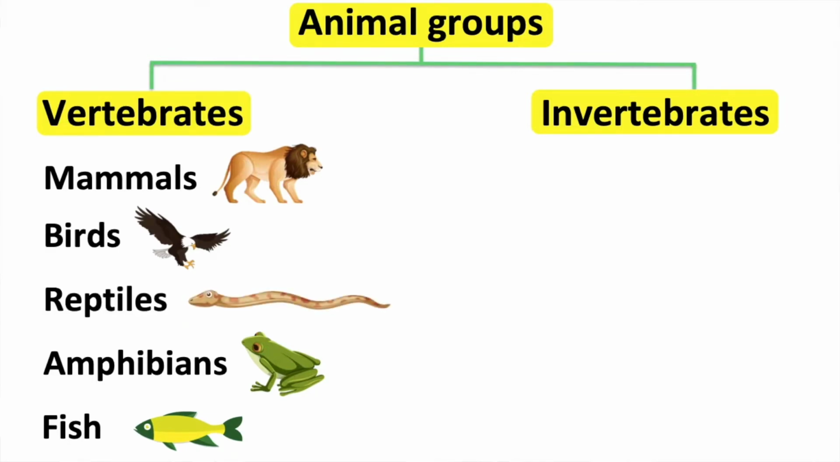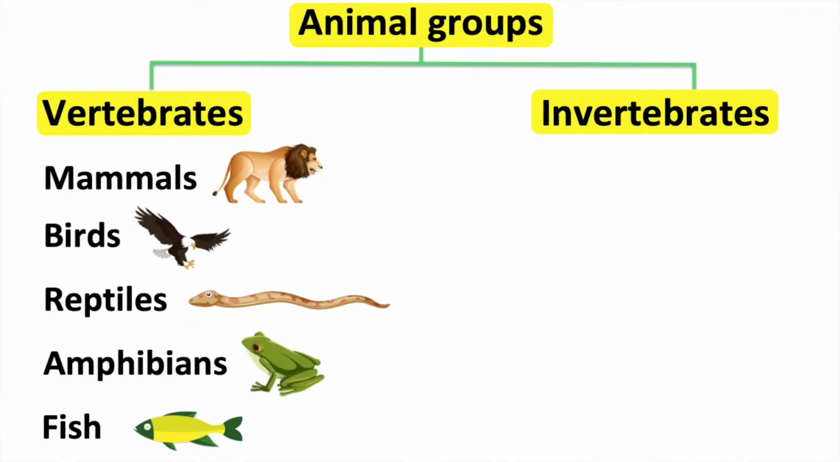Reptiles have scales. They use their lungs to breathe. Reptiles also lay eggs and their body temperature changes. Therefore, they are cold-blooded animals. For example, a snake.